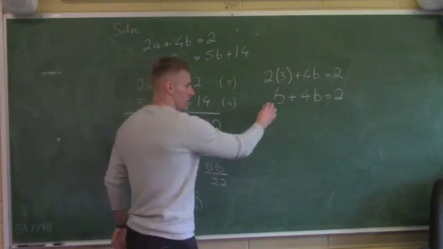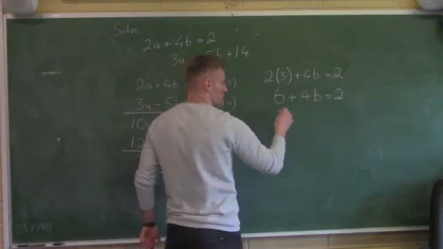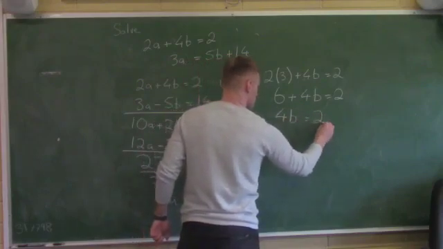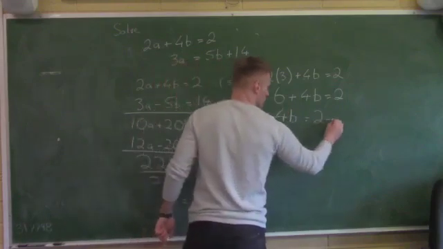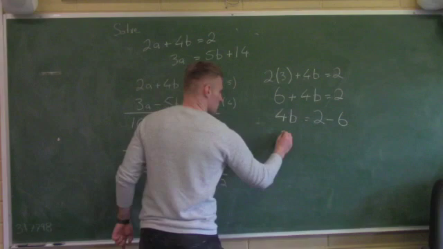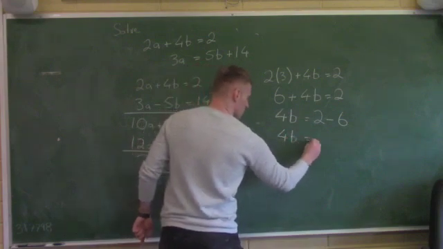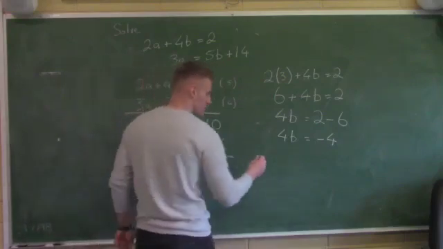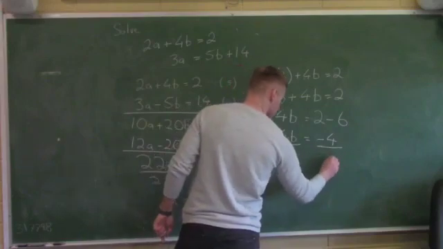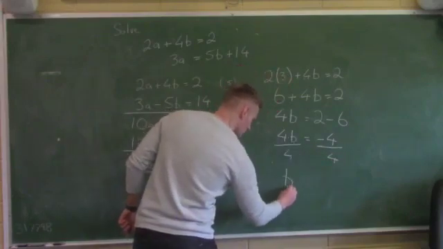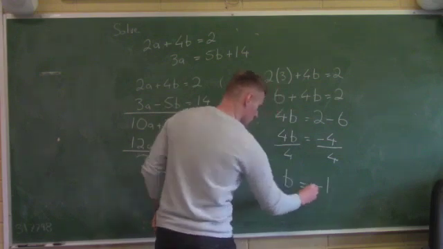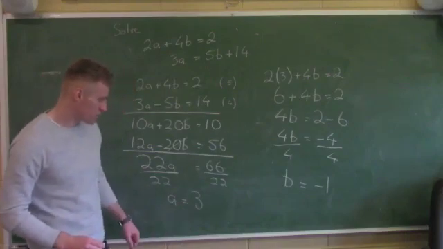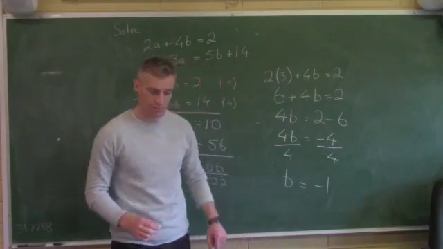Now, again, I need to bring this across. Letters on one side, so 4b is staying where it is, equals 2, that's staying where it is. Was a positive, now it's minus 6. So 4b equals minus 4. 2 minus 6 is minus 4. And I need to divide by 4 because I need to get b. B equals minus 1. Okay. So I have my a, which is 3, my b, which is minus 1.